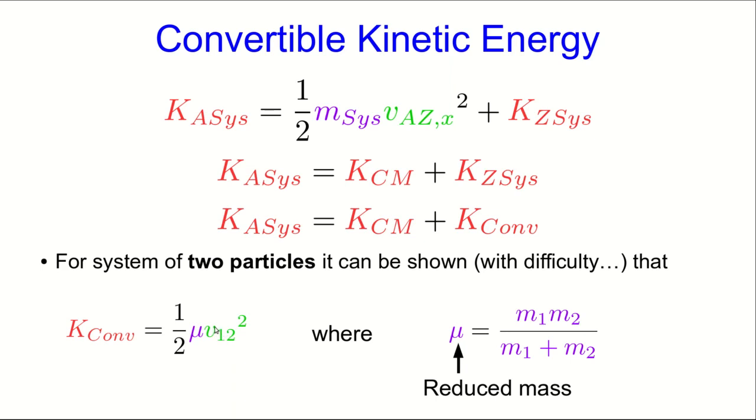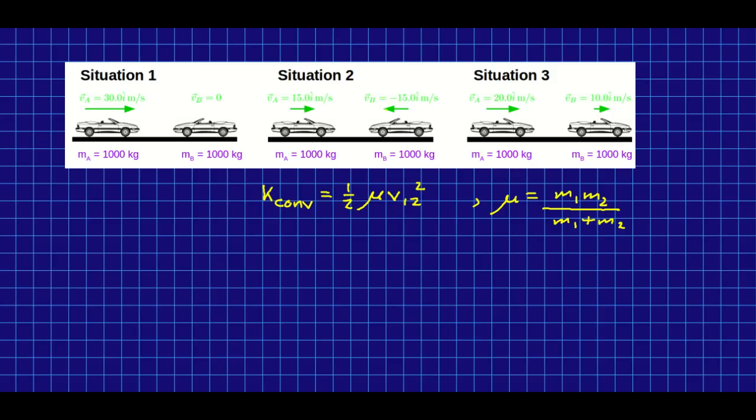So notice now that this is something you can actually calculate quite easily without bothering to transform into the center of mass frame, because you can always calculate the reduced mass, and the relative speed of the two particles is something that all observers agree on, no matter what reference frame they're in. So now we can return to our three situations with the cars and see how we could have got our answer very easily using these expressions.